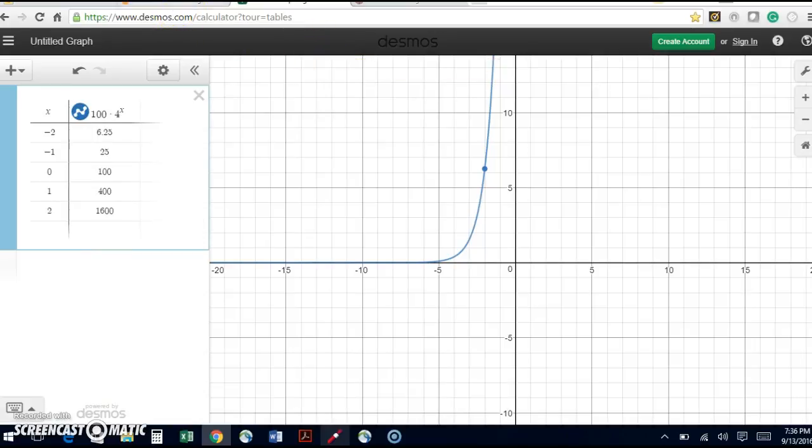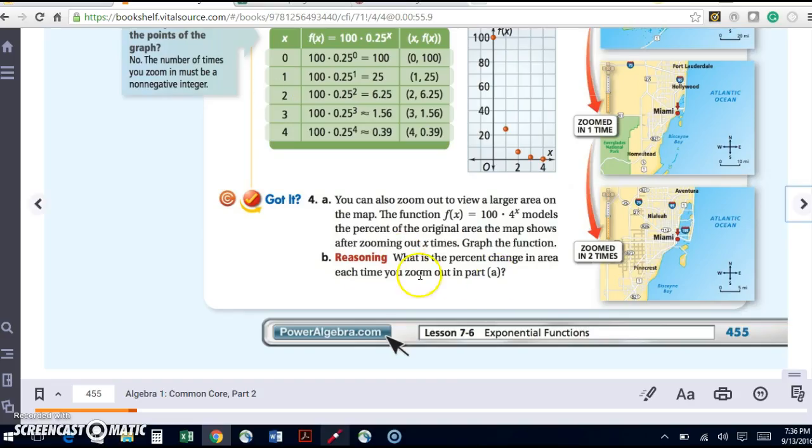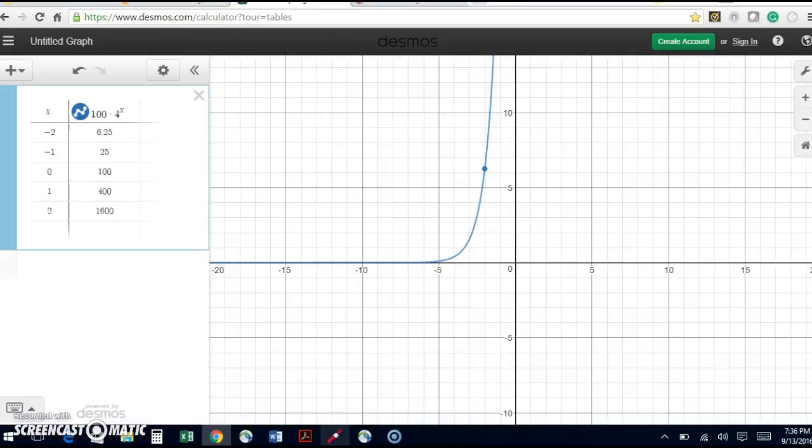And it says, what is the percent change in area each time you zoom out in part A? So we need our graph for that. We need to see, what is our change? So if I look from -1 to 0, I notice that the difference is 75.